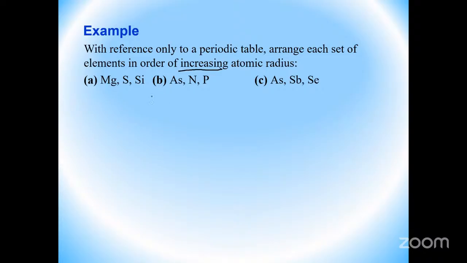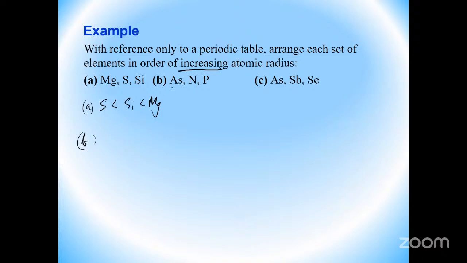That's correct. So sulfur has the smallest radius, followed by silicon, and then of course, magnesium would have the largest radius, all right? So that would be the trend with respect to A. Now let's look at B.